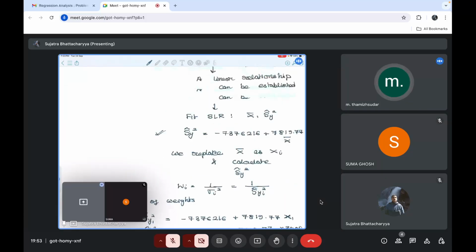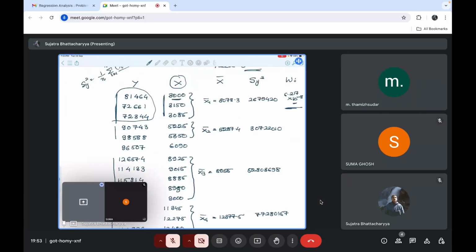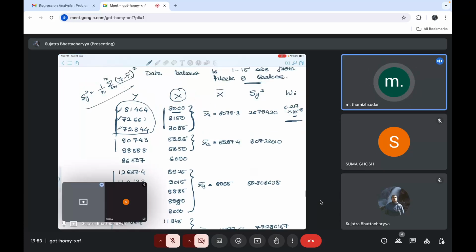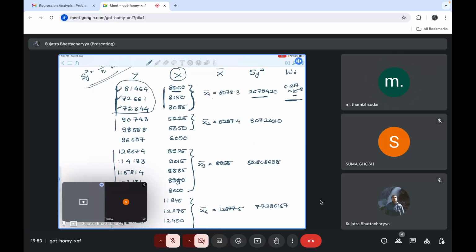Yes, yes. It will be calculated based on this cluster. You have formed a cluster, right? These three values. So based on these three observations and this formula, s y hat square, the sample variance, you calculate from there like this. Okay, and then you have to fit between this x bar and sy square, a linear fit.